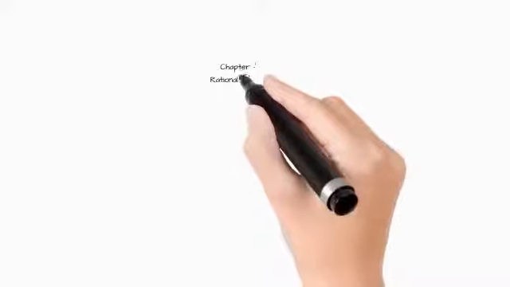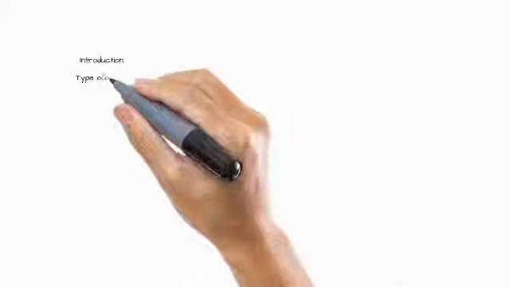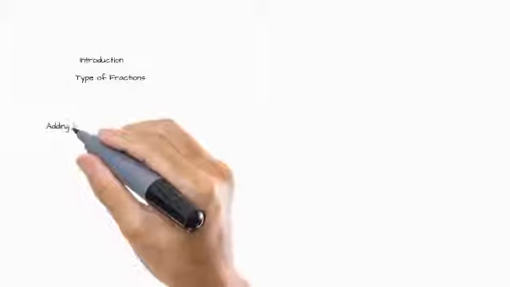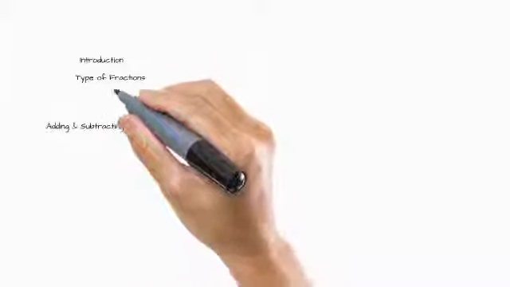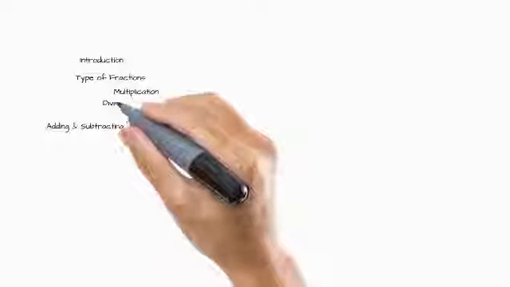Today we are talking about Rational Numbers, Chapter 9. The basic content is types of fractions, adding, subtracting fractions, multiplication, and division. Before that, we can remember some basic points you had already learned in previous classes.